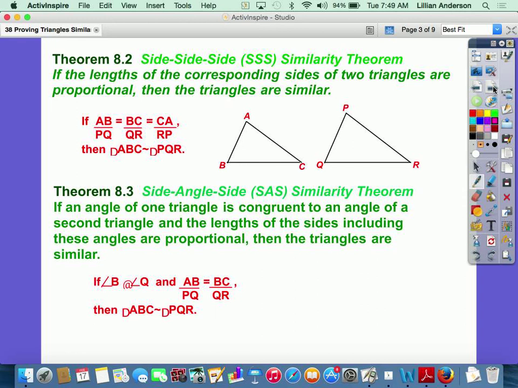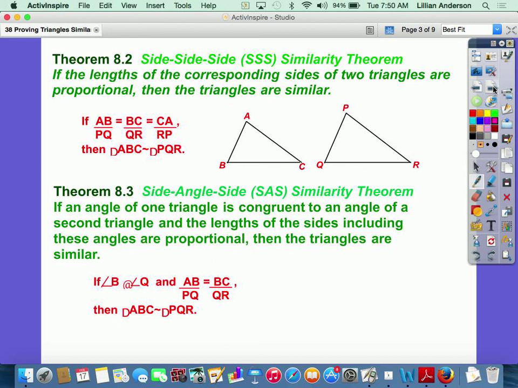Now, side-angle-side similarity is very similar again. It says if an angle of one triangle is congruent to the angle of a second triangle, and the lengths of the sides including these angles are proportional, then the triangles are similar. So kind of what the side-angle-side congruency theorem was, where basically you have two congruent sides and a congruent angle in between. Same concept, except this time the sides are not congruent, they're proportional. And then the angle that's in between them is congruent, okay?